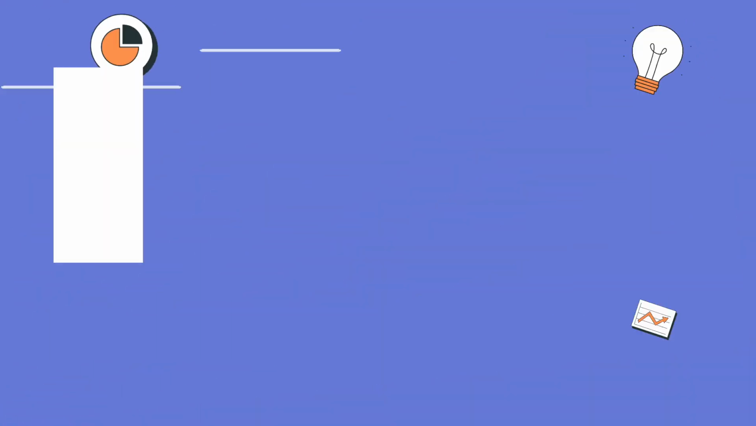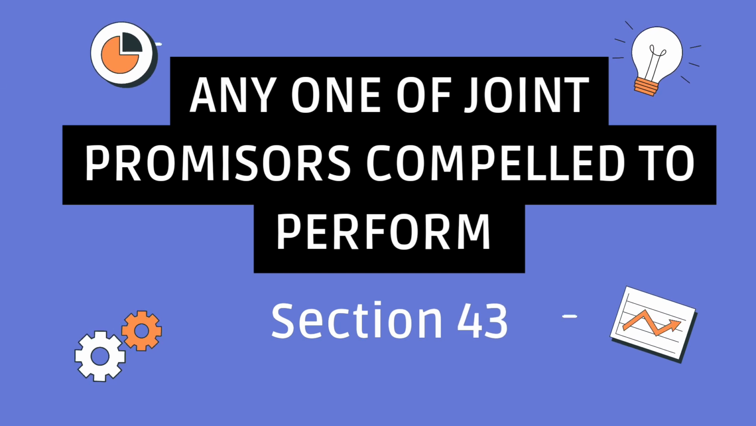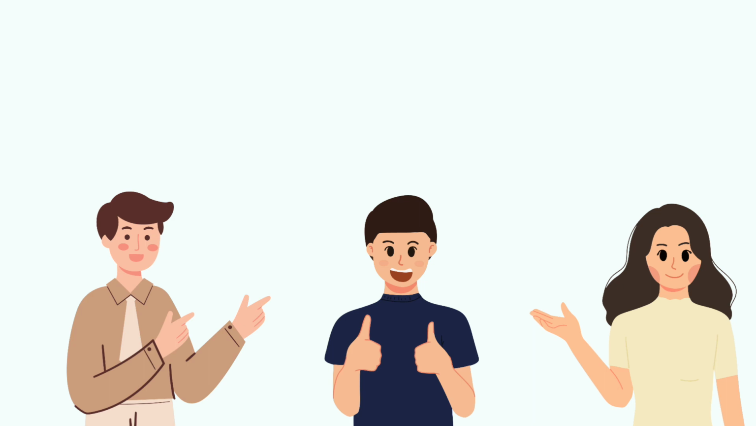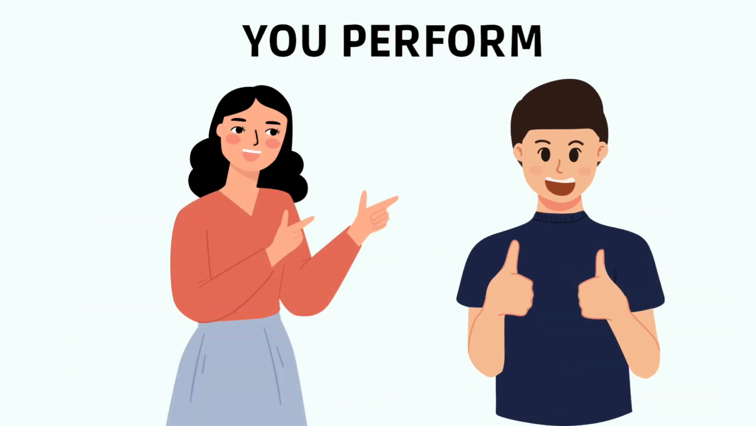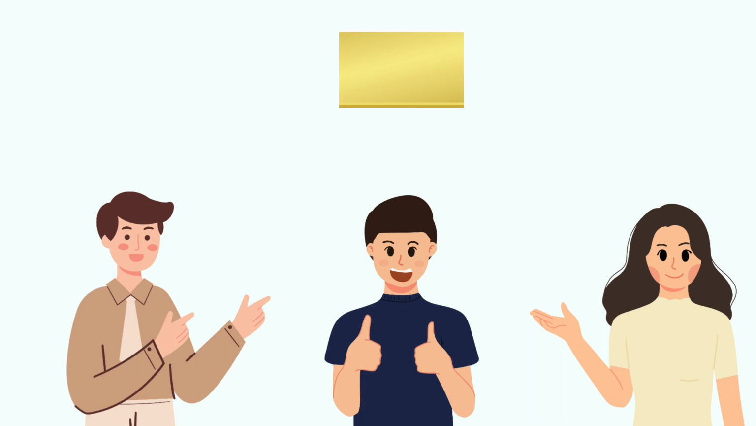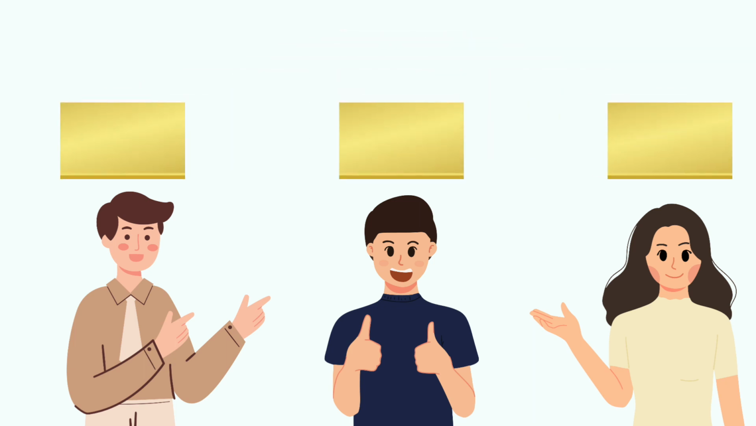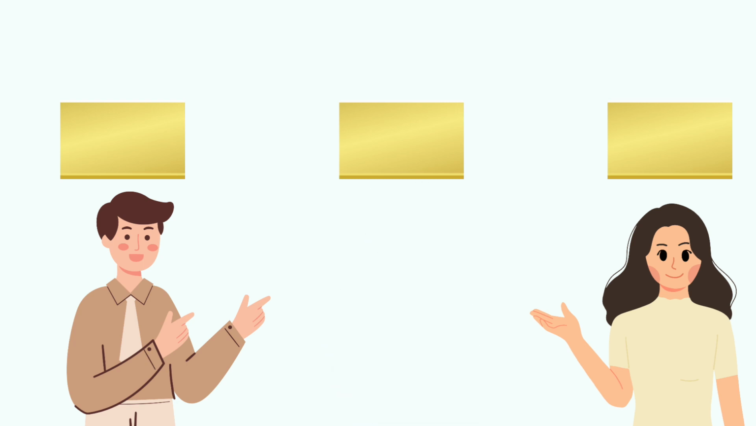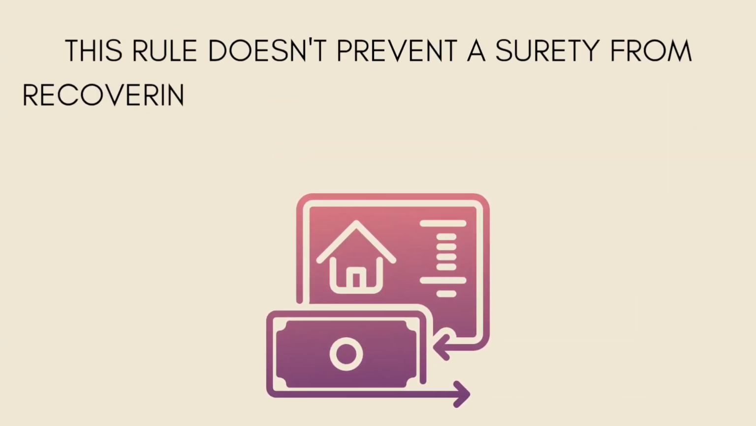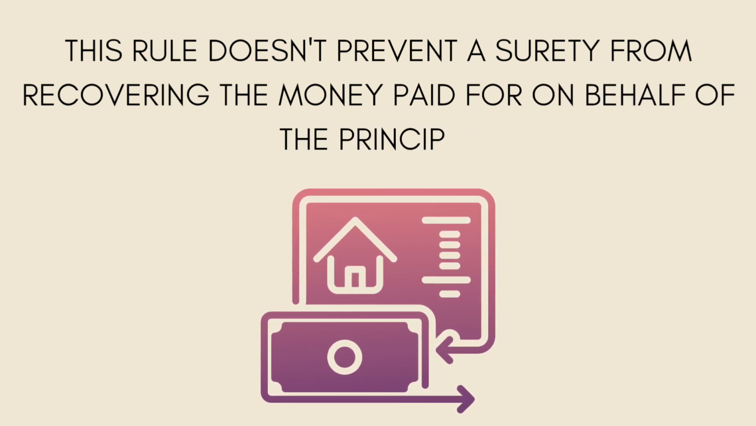Section 43. Any one or joint promisors may be compelled to perform. If two or more persons make a promise together, the promisee can force any one or more of the promisors to fulfill the entire obligation. Each of the persons who made the joint promise can ask the others to share the responsibility equally unless the contract says otherwise. If one of the promisors does not contribute their fair share, the others must split the loss equally. Exception. This rule does not prevent a surety from recovering the money paid on behalf of the principal.